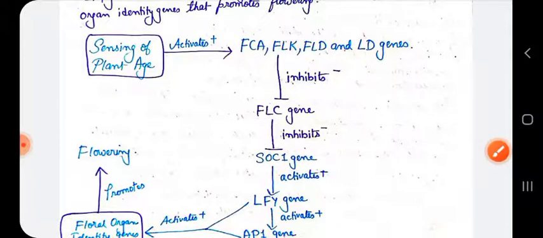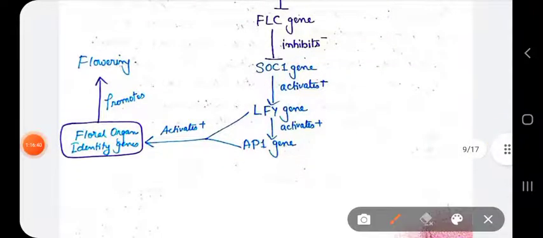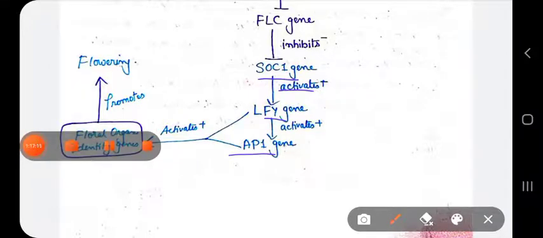is going to be expressed now. SOC1 gene then finally activates the leafy gene, which finally activates the AP1 apetala 1 gene. Together, these two genes are called class 1 floral meristem identity genes, which finally activate the class 3 floral organ identity genes, which are apetala 1, apetala 2, apetala 3, pistillata, and agamous genes, which finally promotes the flowering. Very easy. These three pathways are very easy.